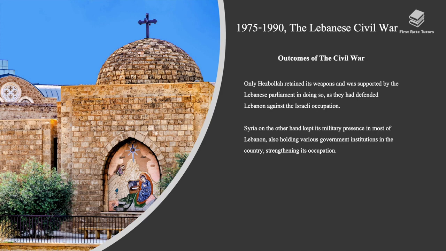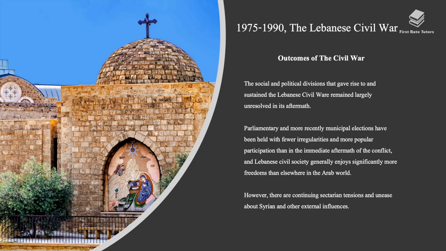Only Hezbollah retained its weapons and was supported by the Lebanese parliament in doing so, as they had defended Lebanon against the Israeli occupation. Syria, on the other hand, kept its military presence on most of Lebanon, also holding various government institutions in the country, strengthening its occupation.